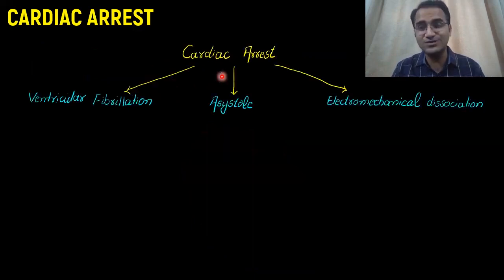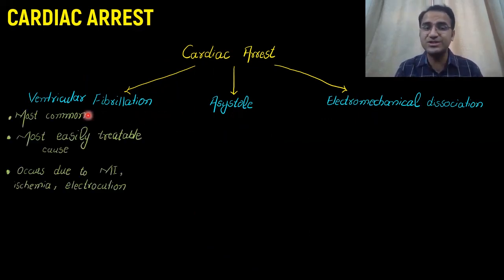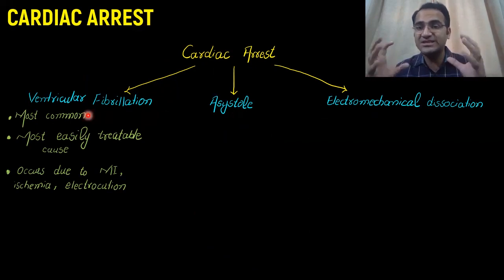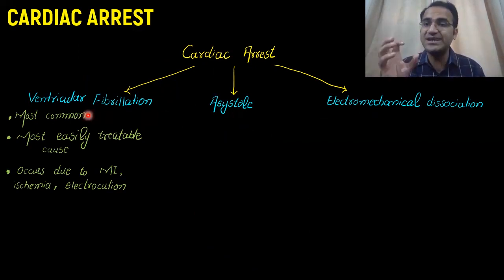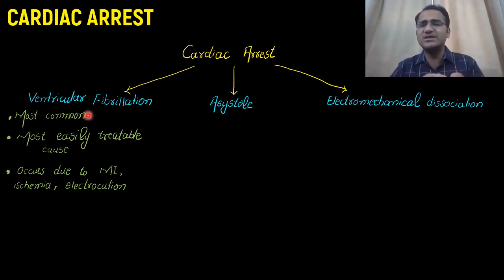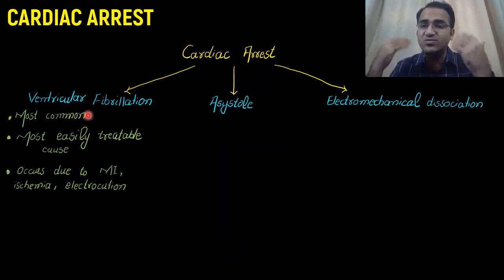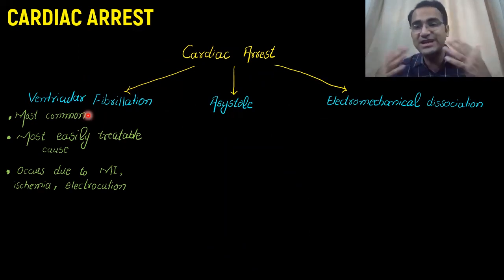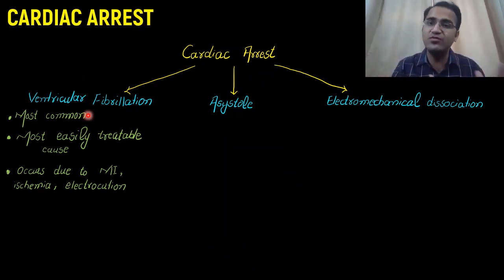Now, what are the causes of cardiac arrest? Cardiac arrest can be due to ventricular fibrillation, asystole, or electromechanical dissociation. What happens in ventricular fibrillation is that there is abnormal electrical activity in the ventricles that does not let the ventricles contract properly and push the blood out to the body, so the pulses are absent. And if there is no blood supply to the brain, the person will become unconscious and breathing will stop.